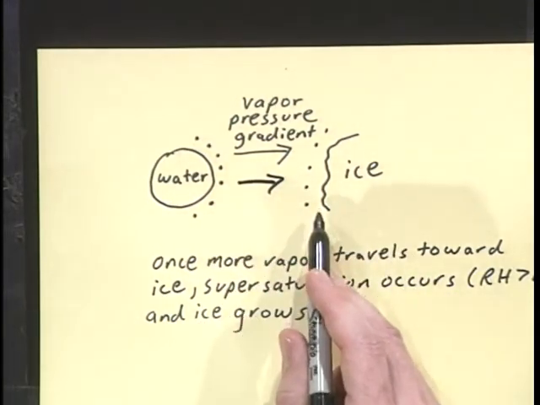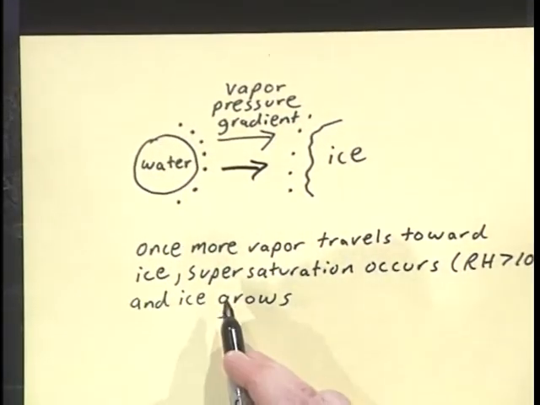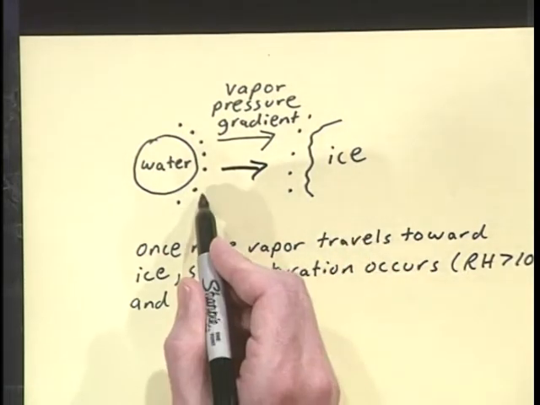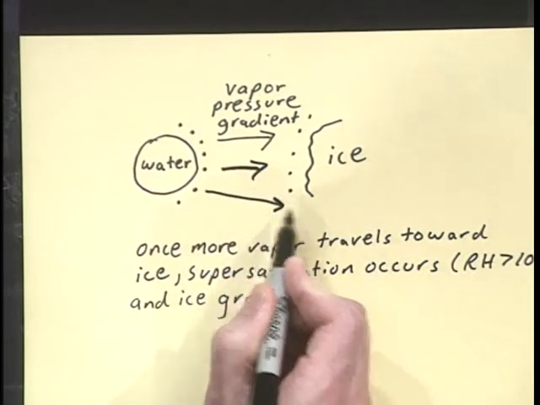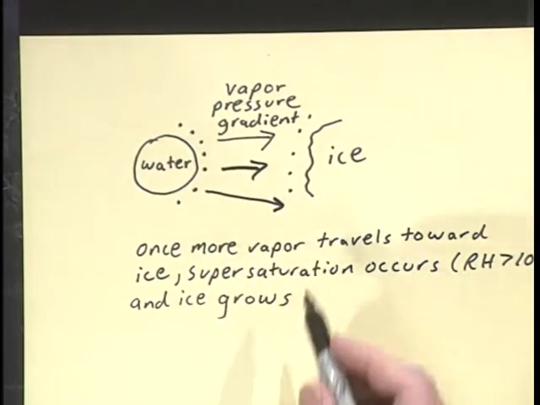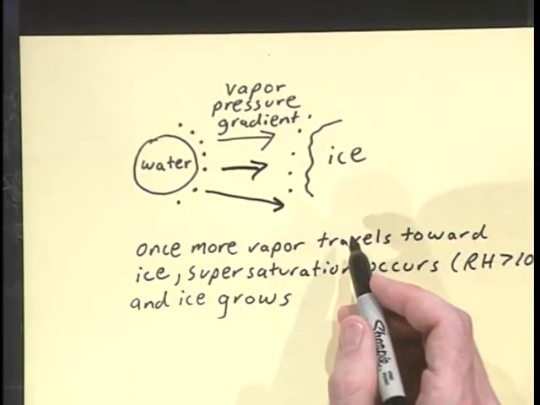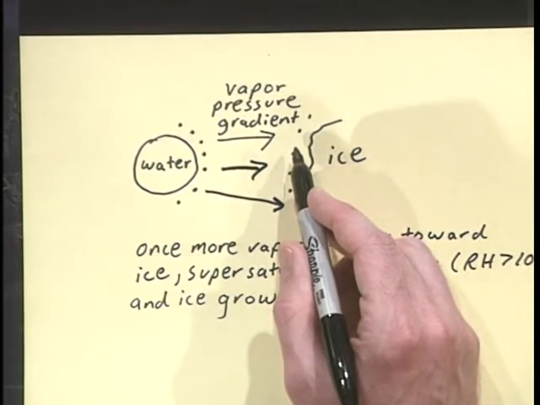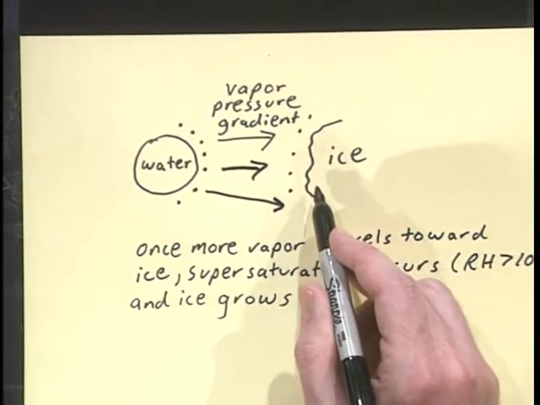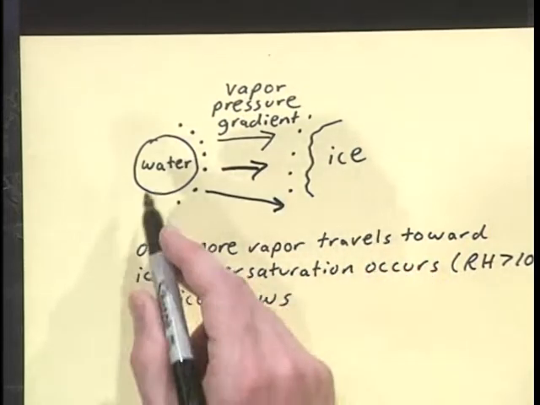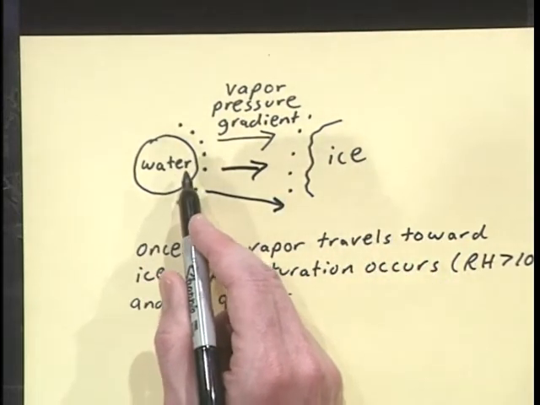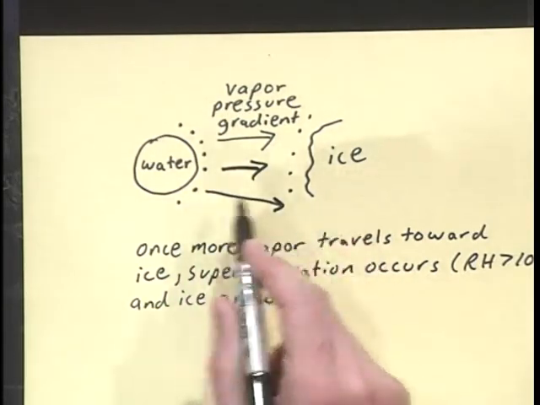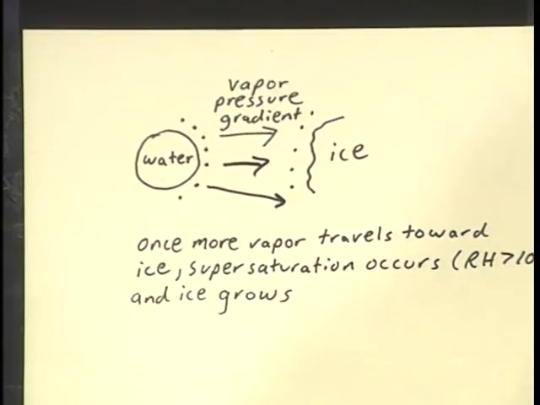So you have a vapor pressure gradient where these vapor molecules want to move towards where the ice is. Once these molecules move towards the ice, then supersaturation occurs with respect to the ice. So if we take one of these molecules here and move it to where the ice is, it suddenly becomes supersaturated, and thus the molecules start condensing onto the ice, and the ice builds up in mass while more water molecules evaporate, leave the water surface, and move toward the ice. So the ice grows at the expense of the water.